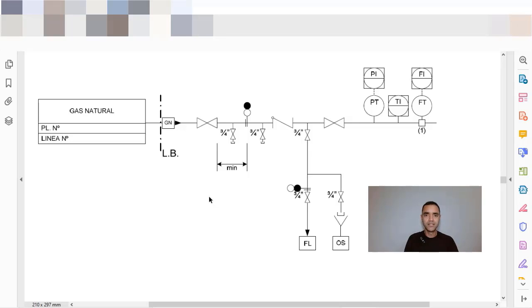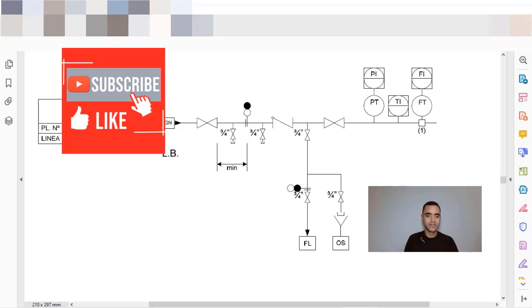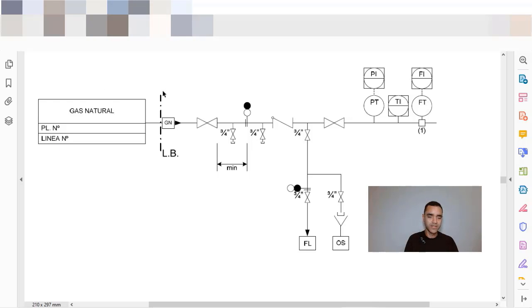Here we have a typical battery limit for a natural gas line. On the left side of the dash point line we have the supplier. In this case it is the supplier. It's not a responsibility of the project, because you can see there is no information related to this line. And on the right side of the dash point line we have the responsibility of the project, or in this case, the company.